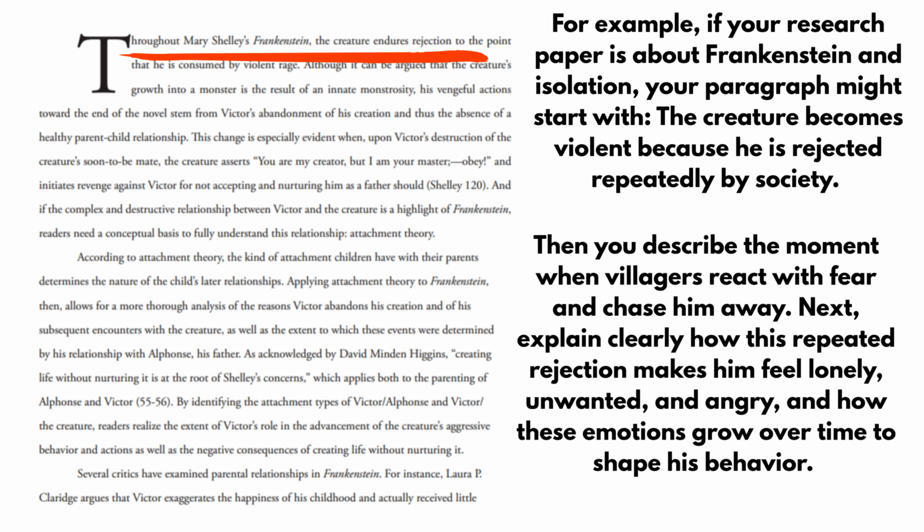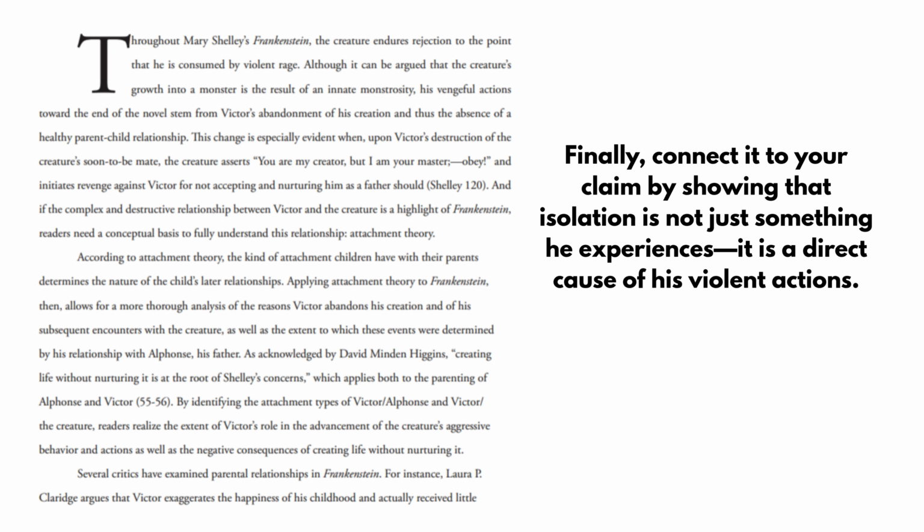Then you describe the moment when villagers react with fear and chase him away. Next, explain clearly how this repeated rejection makes him feel lonely, unwanted, and angry, and how these emotions grow over time to shape his behavior. Finally, connect it to your claim by showing that isolation is not just something he experiences, it is a direct cause of his violent actions.